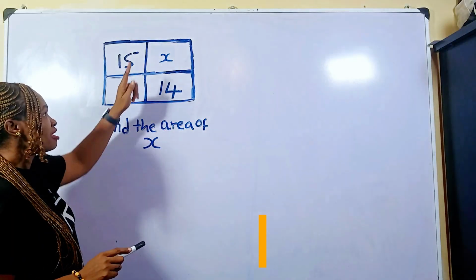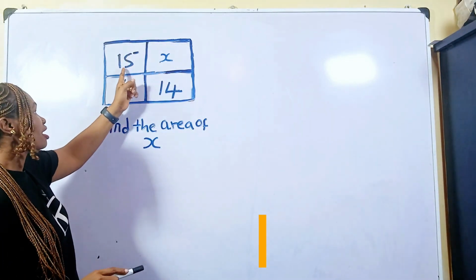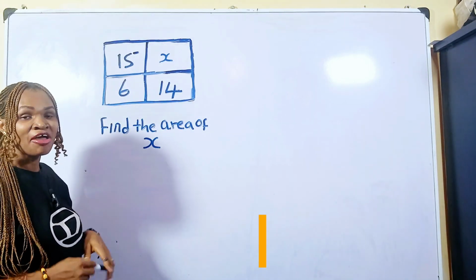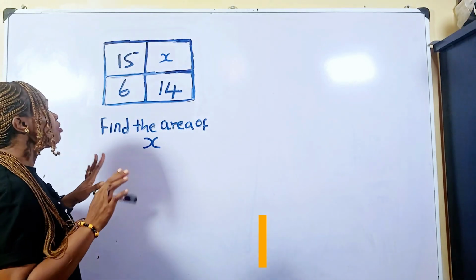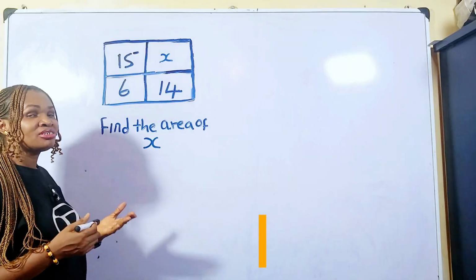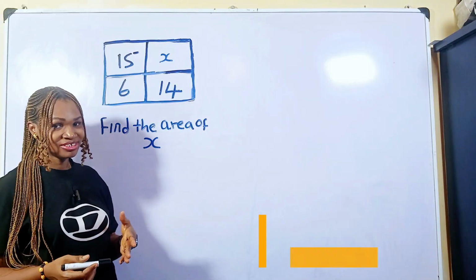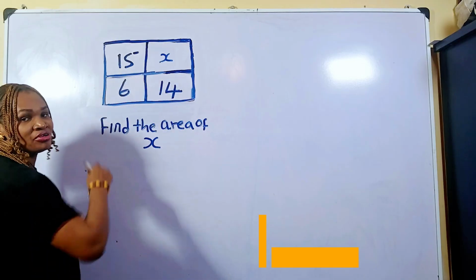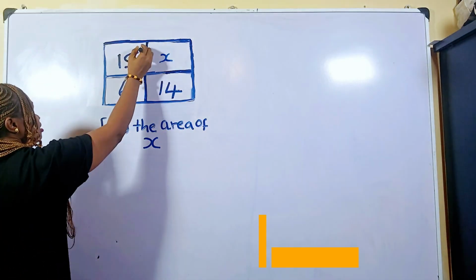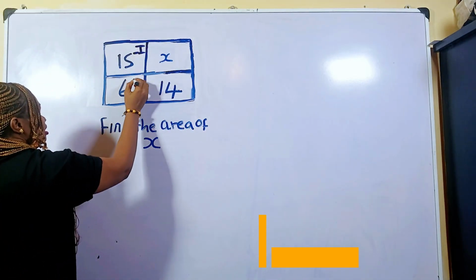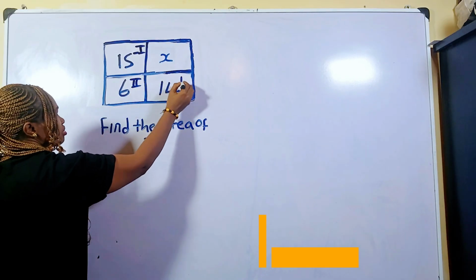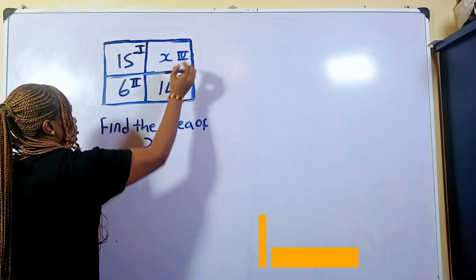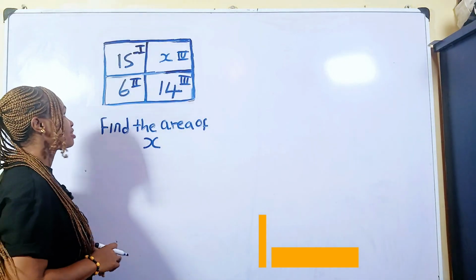And we are asked to find the area of this S, whereby this one has an area of 15, this one has 6, and this one has 14. And we all know that the area of a rectangle is made up of length and width, or length and breadth. So, we have 4 rectangles in this box. Let's label this one 1, this one 2, this one 3, and this one 4. That means we have 4 rectangles.